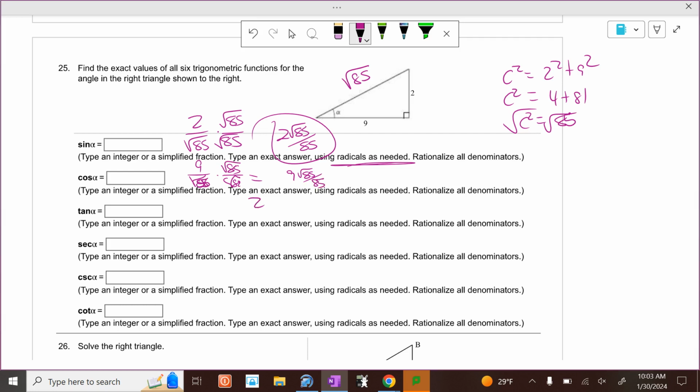Tangent is opposite over adjacent, 2/9. Secant is a reciprocal of cosine. Be careful. Don't go up to the sine. Go up to the cosine. So it's the square root of 85 over 9. Cosecant is the square root of 85 over 2. And cotangent is 9 over 2.